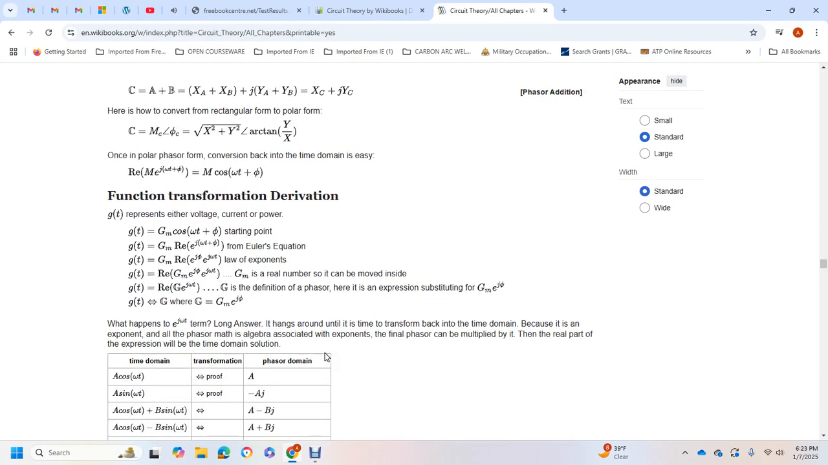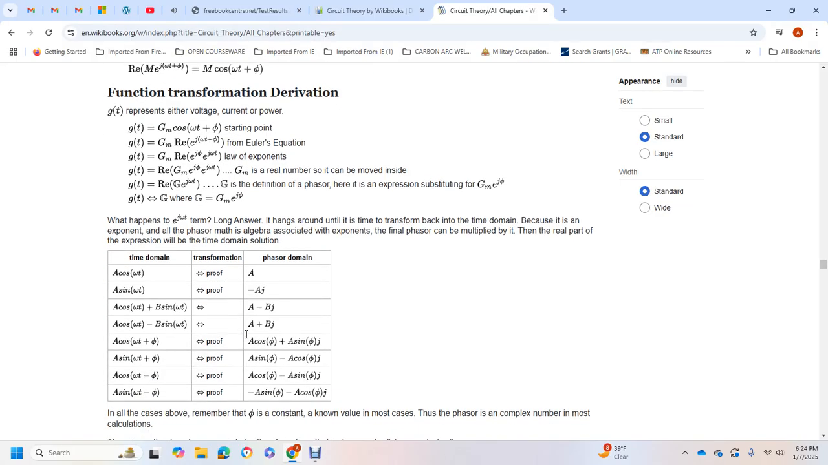Function transformation, derivation. g(t) represents the voltage, current, or power. The starting point is Euler's equation and the law of exponents, where the real part can be moved inside, and the phase definition substituted. Reducible, with the real part moved inside, where G is equal to the phase expression substituted. What happens with the e to the j omega t term is that it hangs around until the transfer back to the time domain because of the exponent. All phasor math is algebraically associated with the exponent, and the final phase is multiplied into the real part of the expression for the time domain solution.